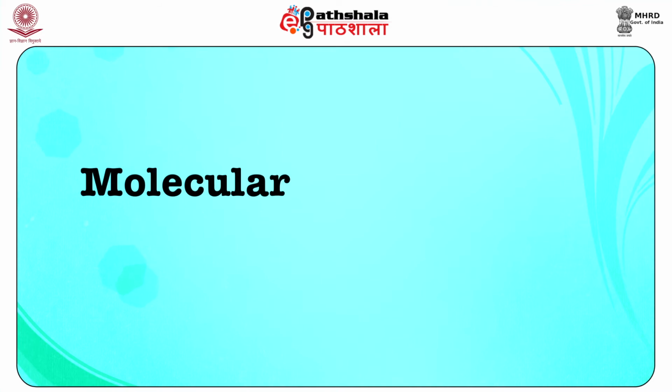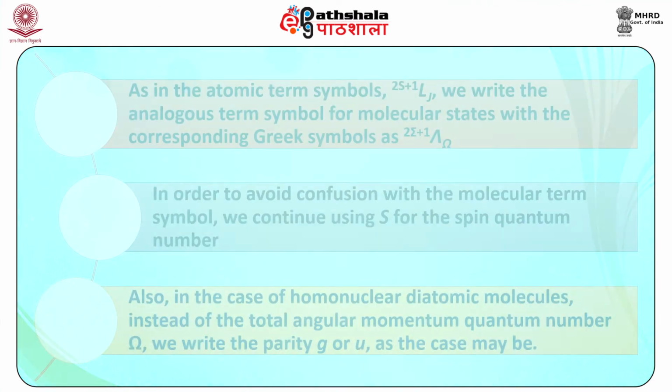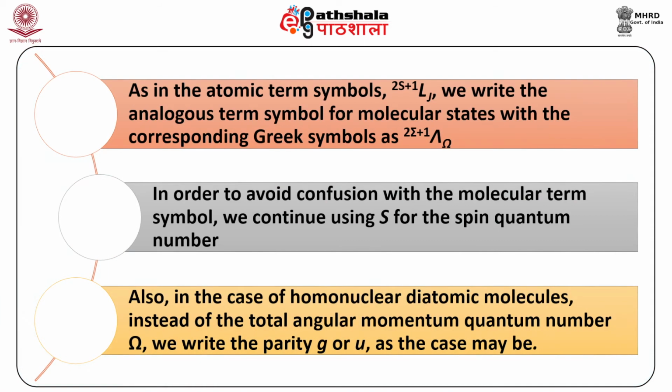So, now we discuss the molecular term symbols. As in the atomic term symbols, 2S plus 1 L J, if you remember, was what we used to designate the states. We write the analogous term symbol for molecular states with the corresponding Greek symbol, similarly as 2S plus 1 capital lambda. In order to avoid confusion with the molecular term symbol, we continue using S for the spin quantum number instead of sigma, because as you have seen, sigma is also a state symbol.